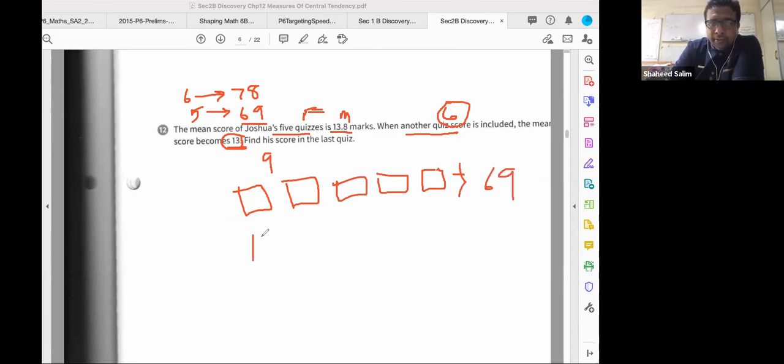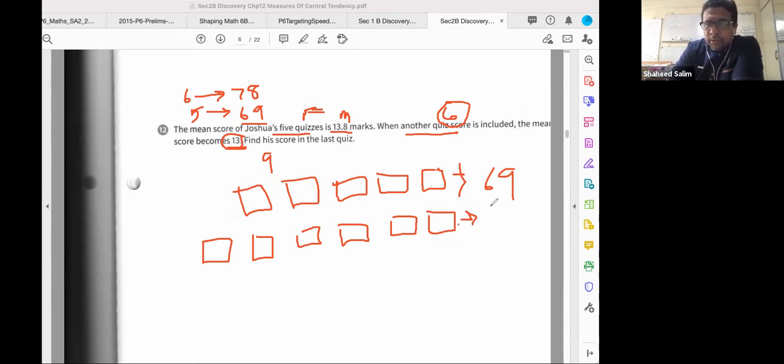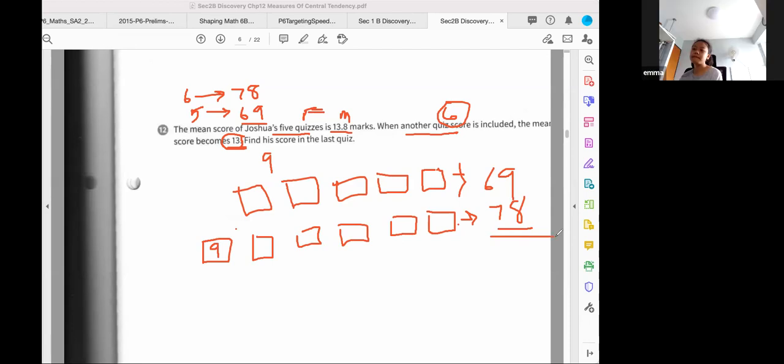Now there's also this one called the 6th test, which I'm going to draw down here. Now this one, we know that the mean score is 13. 13 times 6, you get 78. So to know what this is, you take 78 minus 69, that will give you the last one, and this is 9. 69 plus 9, you get 78. Are we okay?